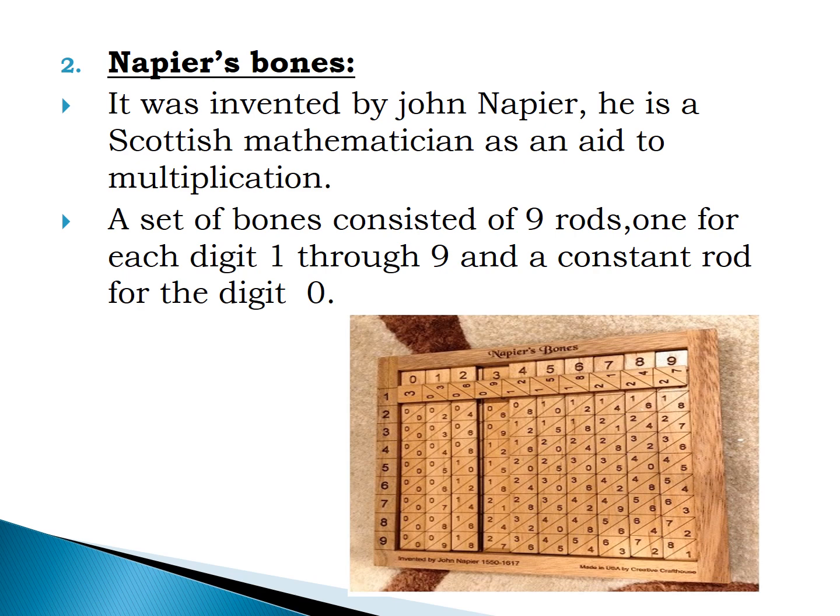Here we have a set of bones. It consists of 9 rods, one for each digit 1 to 9, and a constant rod for the digit 0. Once you observe the pictures, it indicates from 1 to 9, and the constant rod which is indicated for 0. This was used mostly for multiplication tables.